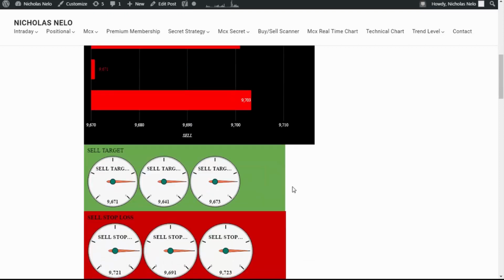These are the 2 scanners I recently added to my website. This is only for premium members. Yeah, and this will definitely help you guys with Nifty trading.